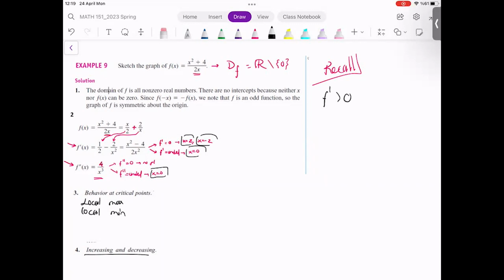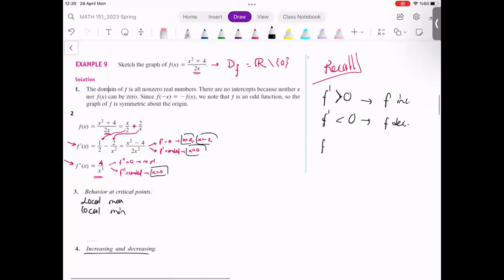Let's repeat this information. If the first derivative is positive, f is increasing. If the first derivative is negative, f is decreasing. And if the second derivative is positive, f is concave up, like this shape. If the second derivative is negative, our f function is concave down, like this shape.